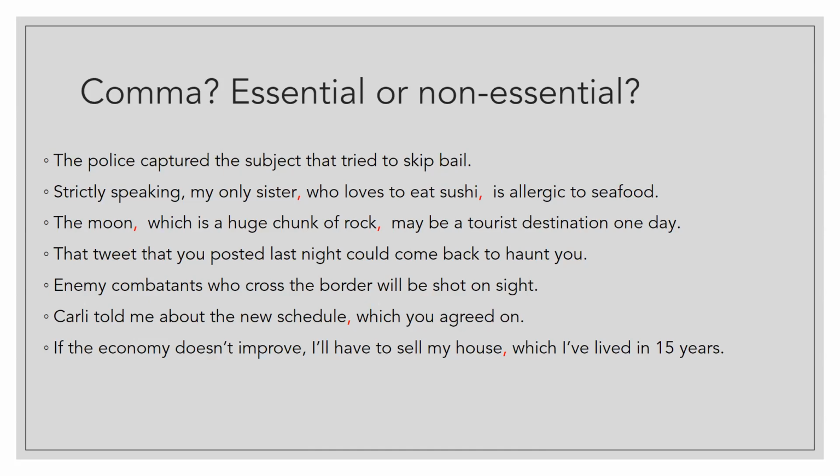In the next example, the new schedule. If I just said the schedule, you might say which schedule? There's more than one schedule. This is the new schedule, so I've identified it. So I don't need an adjective clause to identify which schedule. And probably you can assume we're at work or school or the office. There's probably only one schedule to begin with, right?